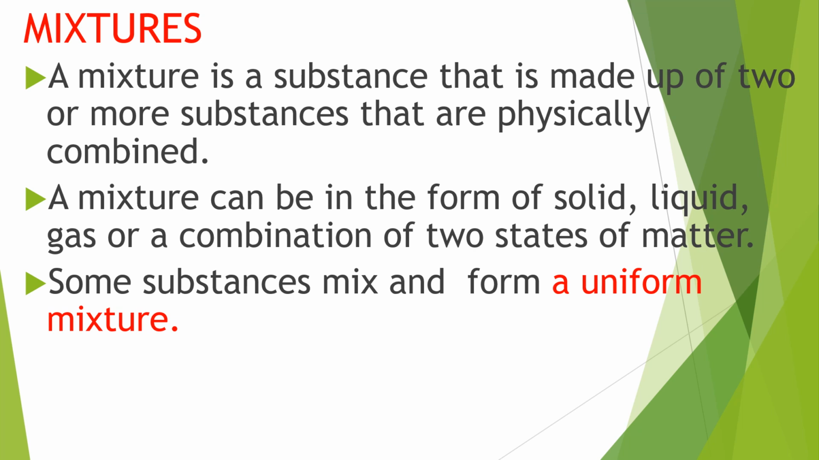We can have a mixture of two gases, carbon. We can have a mixture of nitrogen. Nitrogen is a gas, oxygen is a gas. So when you mix them together, they give us nitrogen 4 oxide or nitrogen 1 oxide. That is a gas-to-gas mixture. Or a combination of two states.